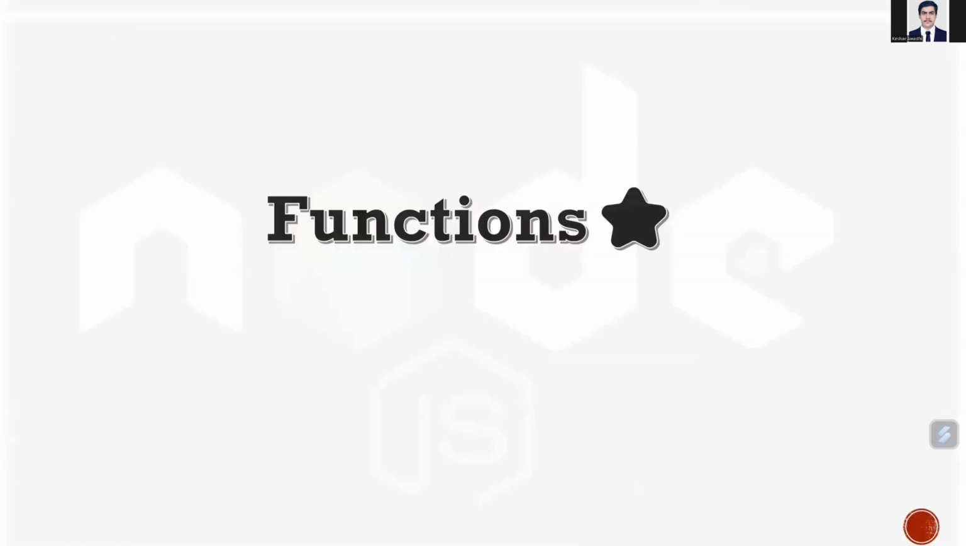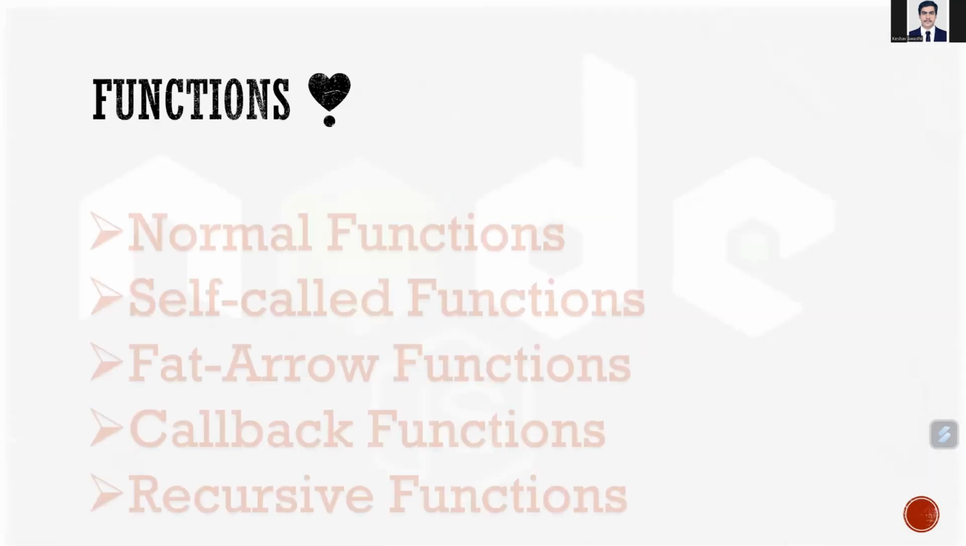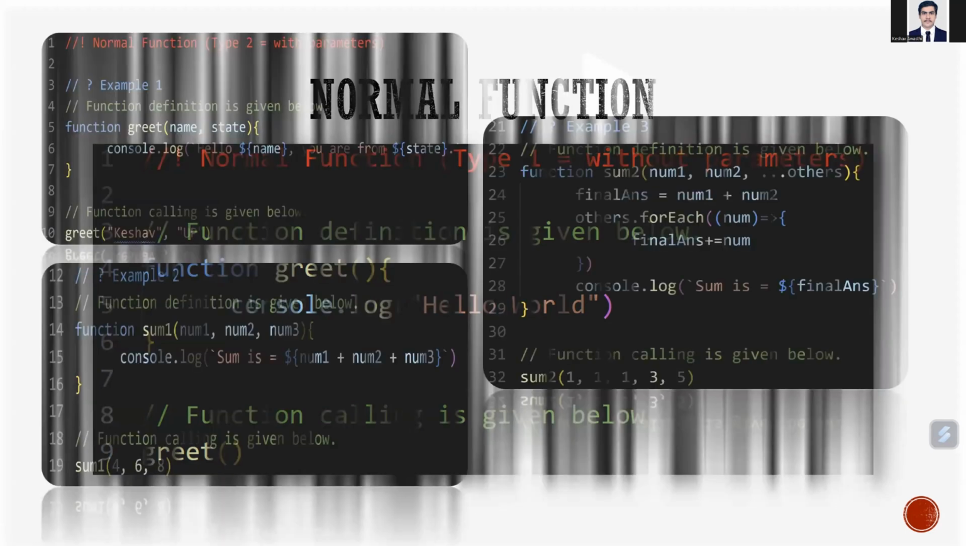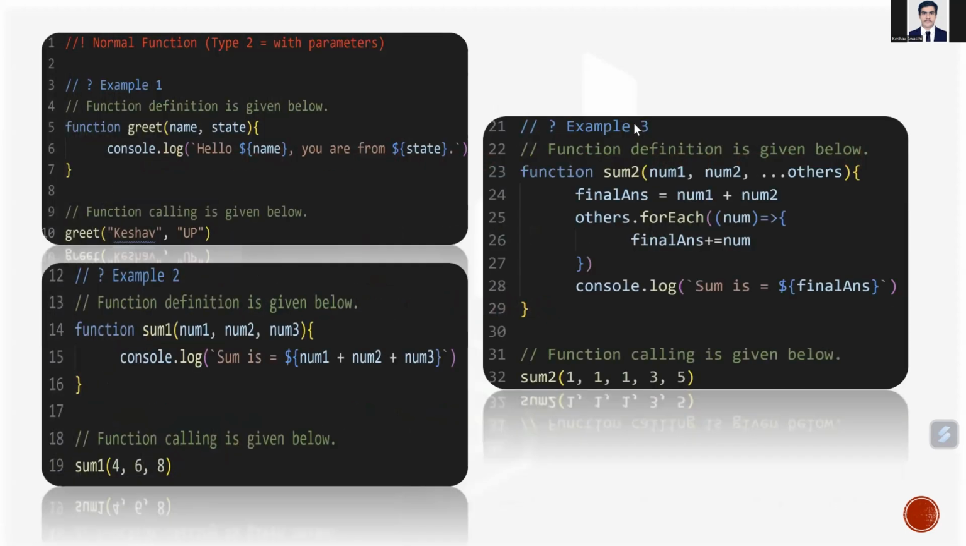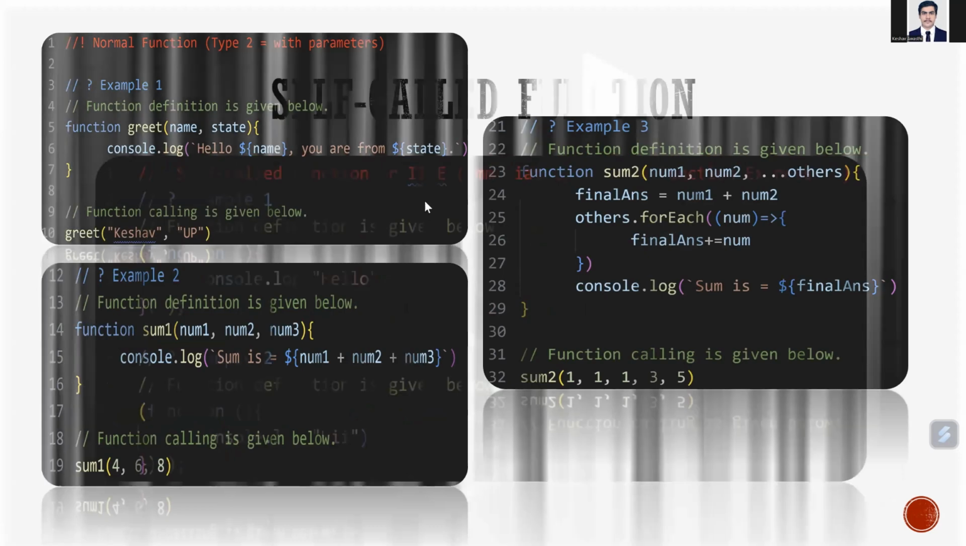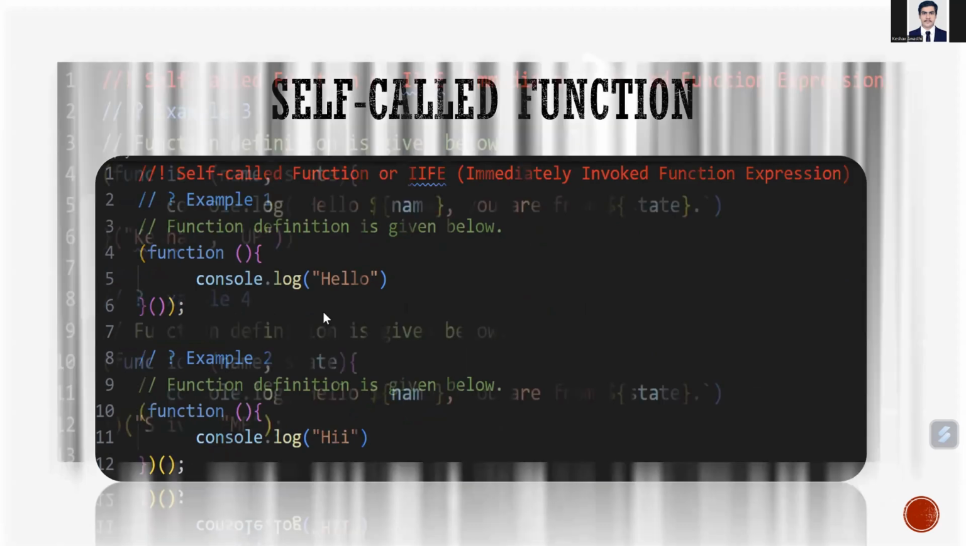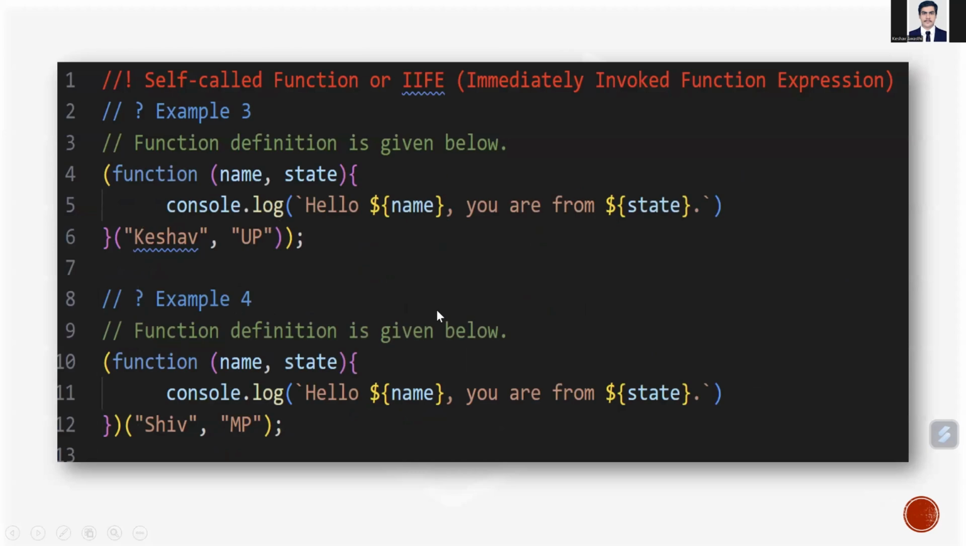You can see the names of the functions and these are the best examples. You can see how the normal functions look without parameters, and how they look with parameters. Three examples I covered in my previous presentation. This is the self-called function. Another name of self-called function is immediately invoked function expression. These are two examples related to self-called functions, and these are two other examples.